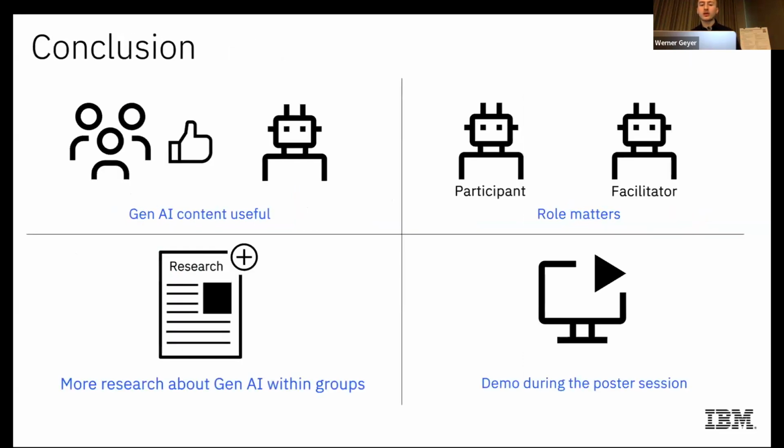For the conclusion, what we need to remember: the Gen AI content was useful for the participants. The role matters. It's not the same to have the AI acting as a participant than acting as a facilitator. More research about Gen AI within groups is required to try to answer these new questions. And finally, I will be doing a demo during the poster session. So I hope to see you there.